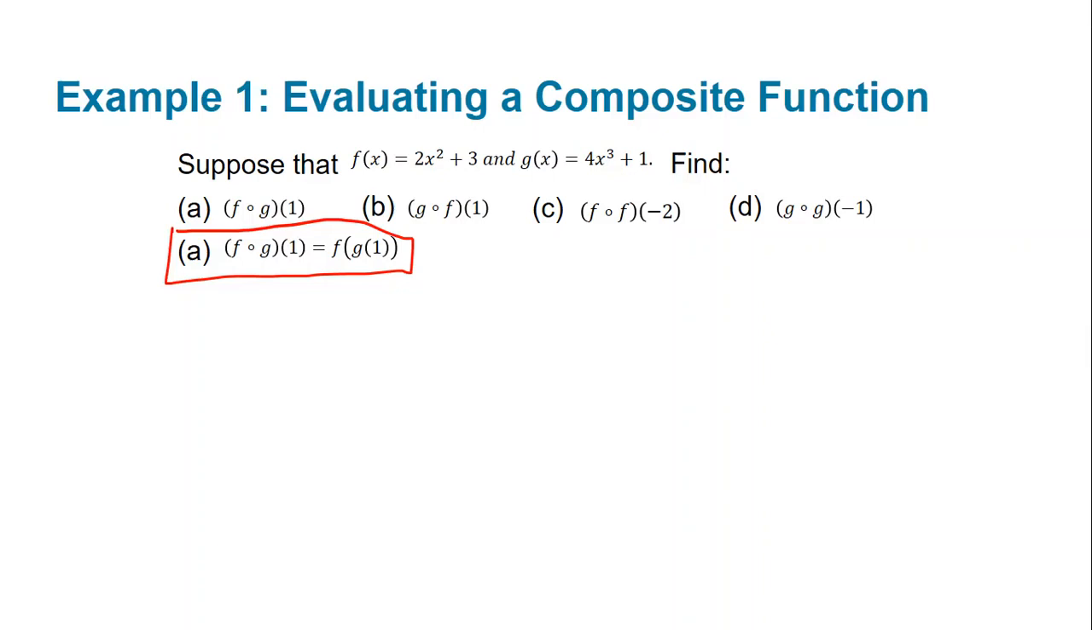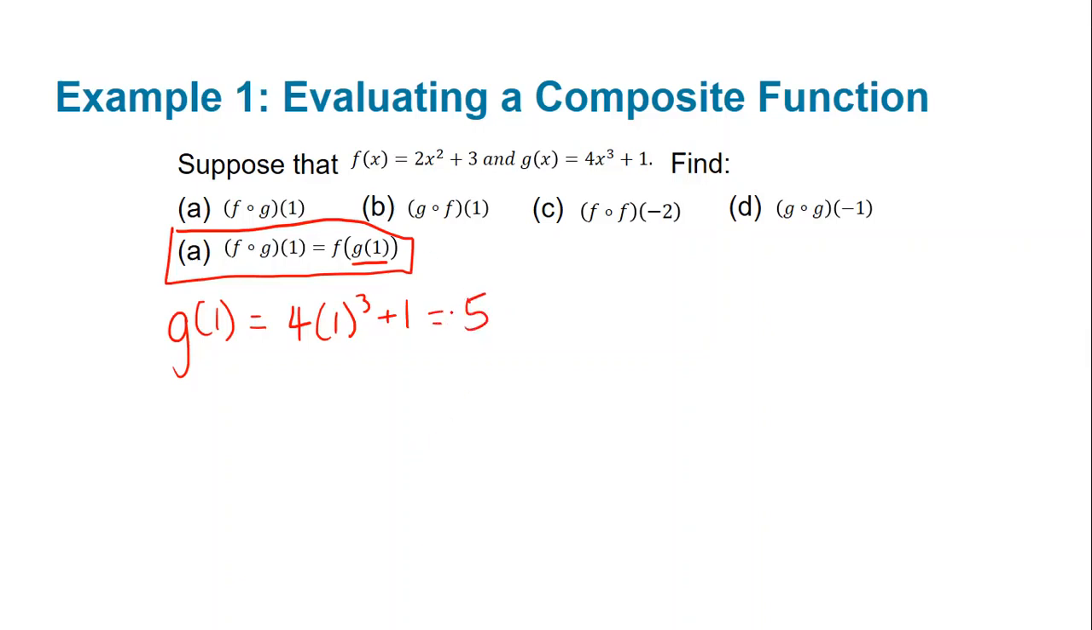Okay, when we did this last year, you start from the inside, then you substitute, and then you evaluate, okay? Same thing is going to happen. Our inside is g of 1. So we're going to find g of 1 first. G of 1 means I'm taking the function g of x equals 4x cubed plus 1, and I'm substituting 1 in for x. So we have 4 times 1 to the third plus 1. That gives me 5.